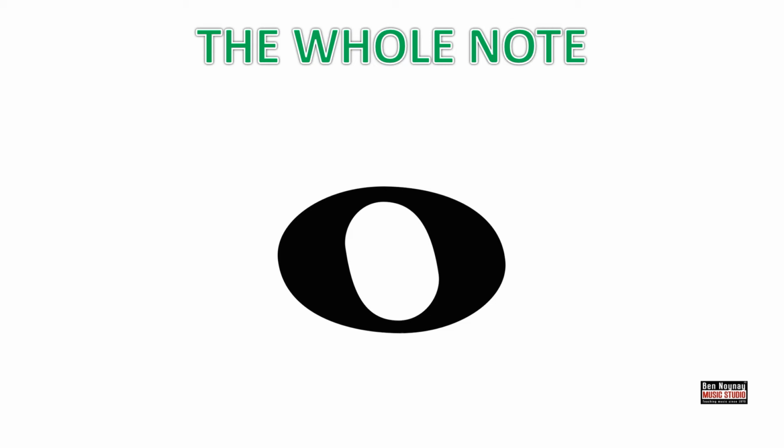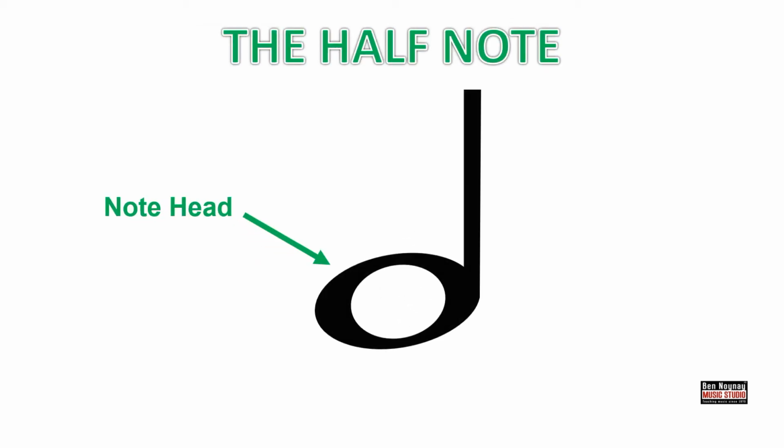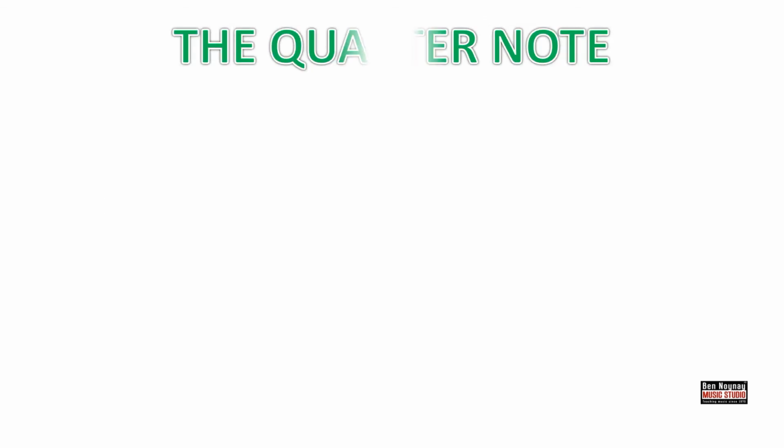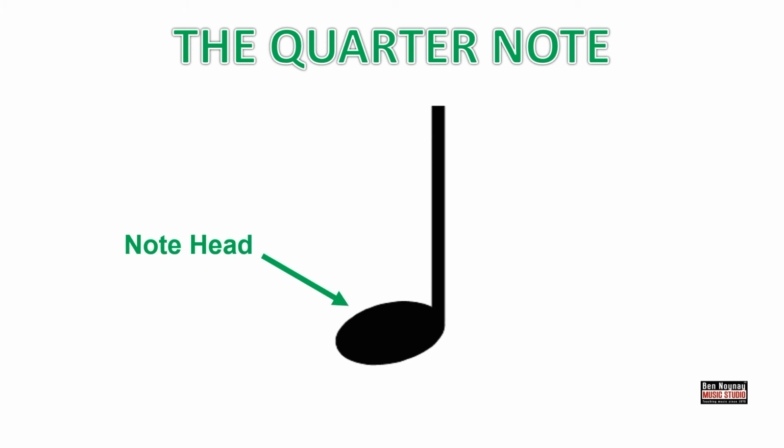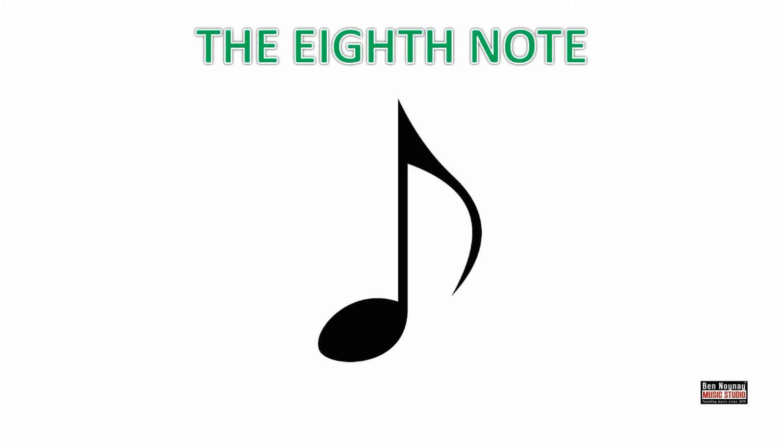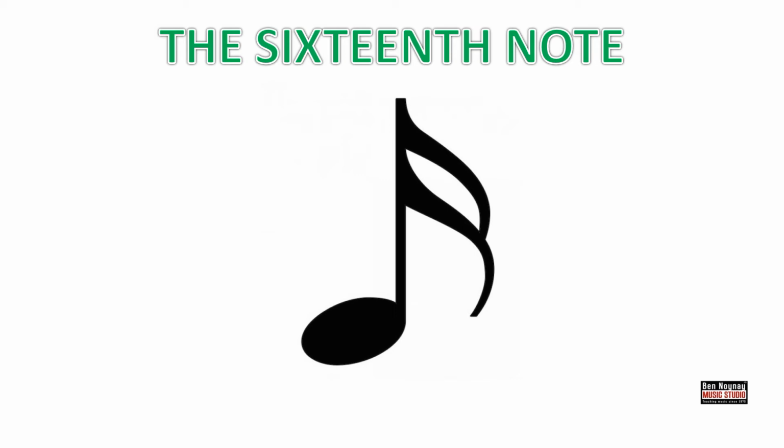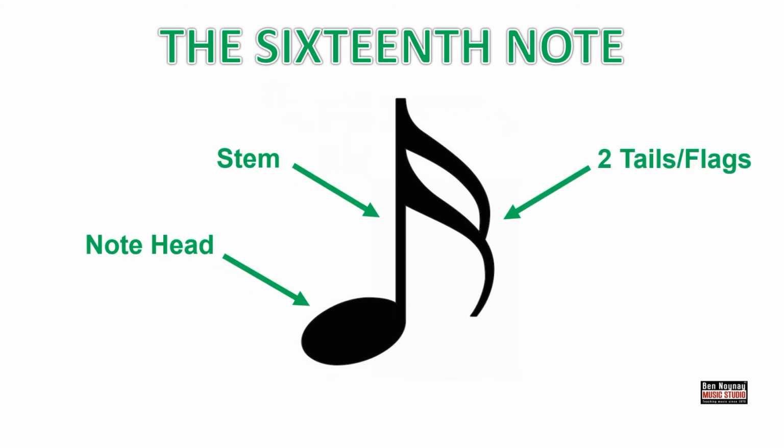The whole note looks like a circle. The half note has a note head of a whole note, but with a stem. The quarter note has a shaded note head and also with a stem. The 8th note looks like a quarter note with an added tail or a flag. And the 16th note looks like an 8th note with 2 tails or flags.